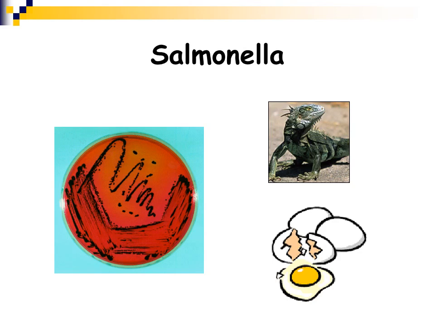So here are some pictures of Salmonella. Salmonella is known to be transmitted in raw eggs and undercooked poultry.